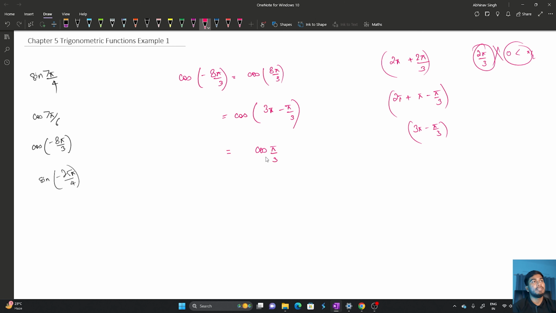Now you need to guess the sign. If it is 3 pi, you can just omit 2 pi, because 2 pi is again one complete round of your graph. So it would be equivalent to cos pi minus pi by 3, right? So pi minus x means second quadrant, cos is negative, so it will be minus cos pi by 3, which will be minus cos 60 degrees, minus 1 by 2, right?